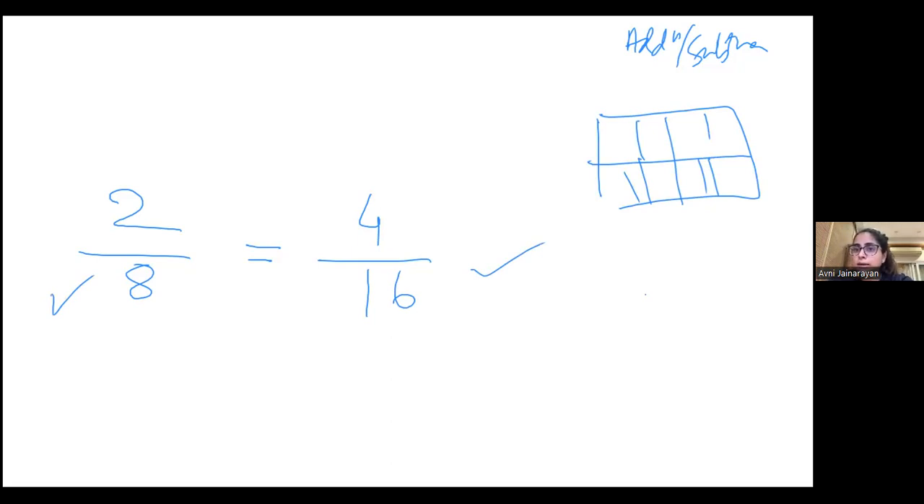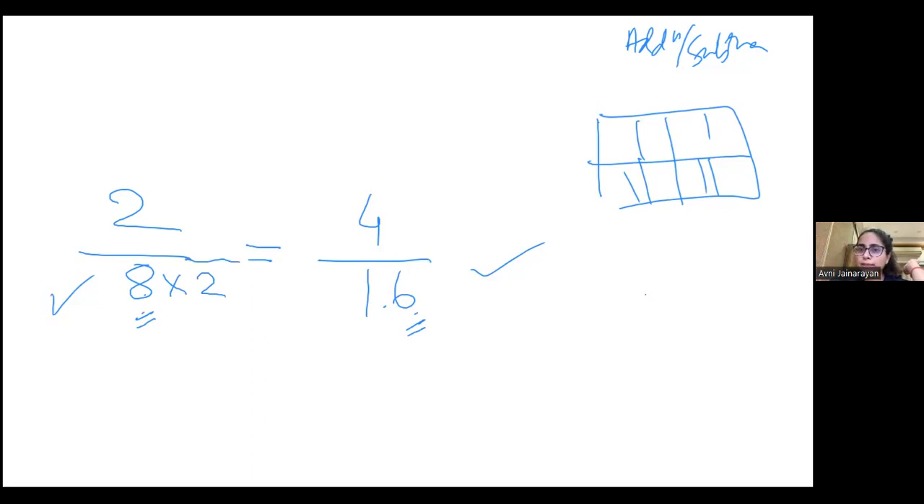ठीक है? यहाँ पर 8 parts में divided है, यहाँ पर 16 parts में divided है. Have a look at the whiteboard. How can we make 8 a 16? Yes, we can by dividing, but let's go the other way around. 8 can be made 16 by multiplying by 2, correct? 8 times 2 is 16.